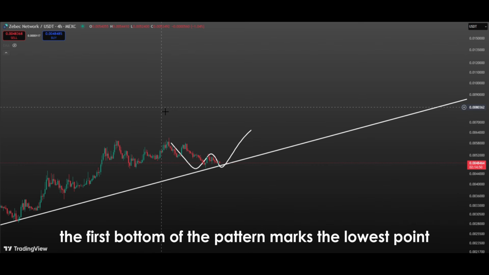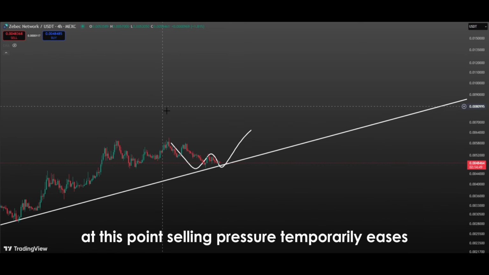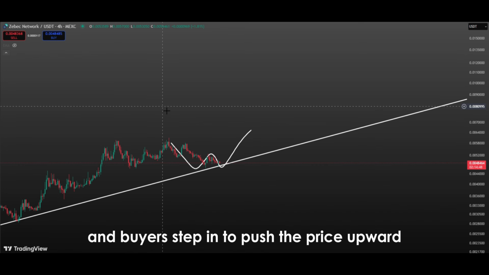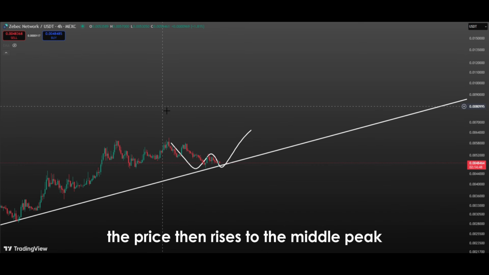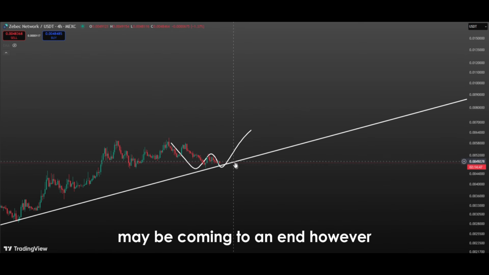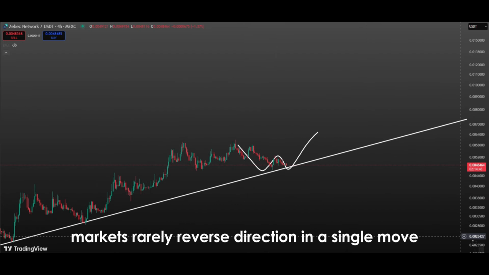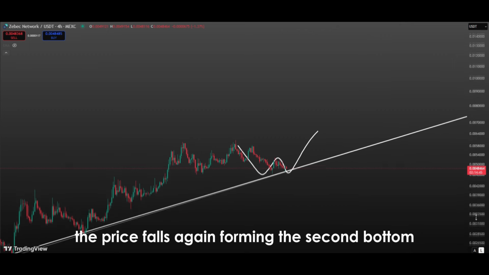The first bottom of the pattern marks the lowest point reached after a downtrend. At this point, selling pressure temporarily eases, and buyers step in to push the price upward. The price then rises to the middle peak, known as the neckline. This initial rise is the first sign that the downtrend may be coming to an end. However, markets rarely reverse direction in a single move. The price falls again, forming the second bottom.